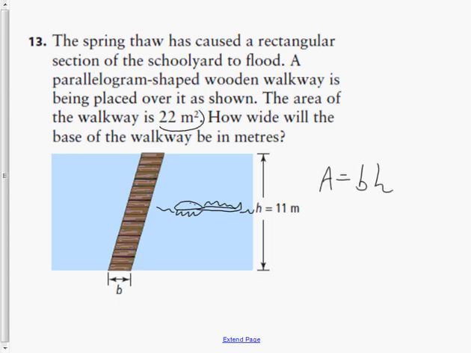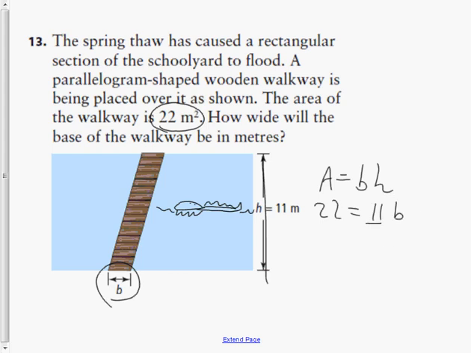Now again, we know that the area of the walkway is 22, so I'm going to substitute that in. We know that the base is unknown, and we know that the height, right here, is 11. So I'm going to substitute that in. What we have here is a variable in front and our coefficient in the back. Since b times 11 or 11 times b is the same thing, we're just going to rewrite it as 11 times b, or 11b.